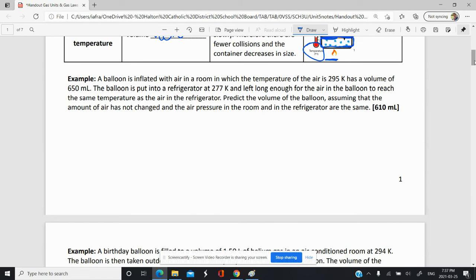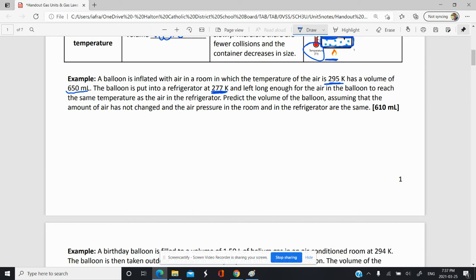We have a balloon. It's inflated with air in a room in which the temperature of the air is 295 Kelvin, and it has a volume of 650 milliliters. The balloon is put into a refrigerator at 277 Kelvin and left long enough for the air in the balloon to reach the same temperature as the air in the refrigerator. Predict the volume of the balloon, assuming that the amount of air has not changed and the air pressure in the room and then the refrigerator are the same.